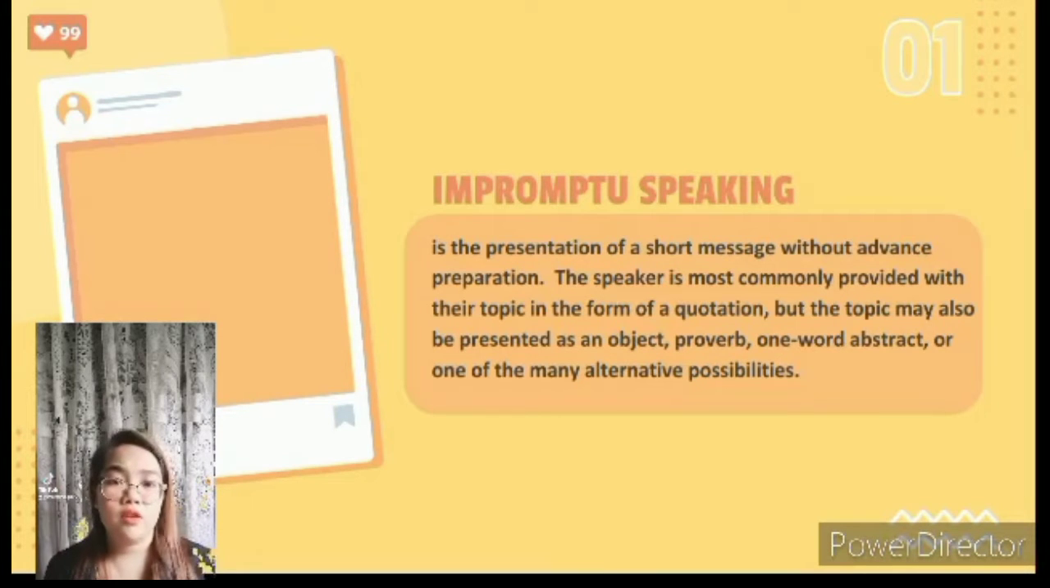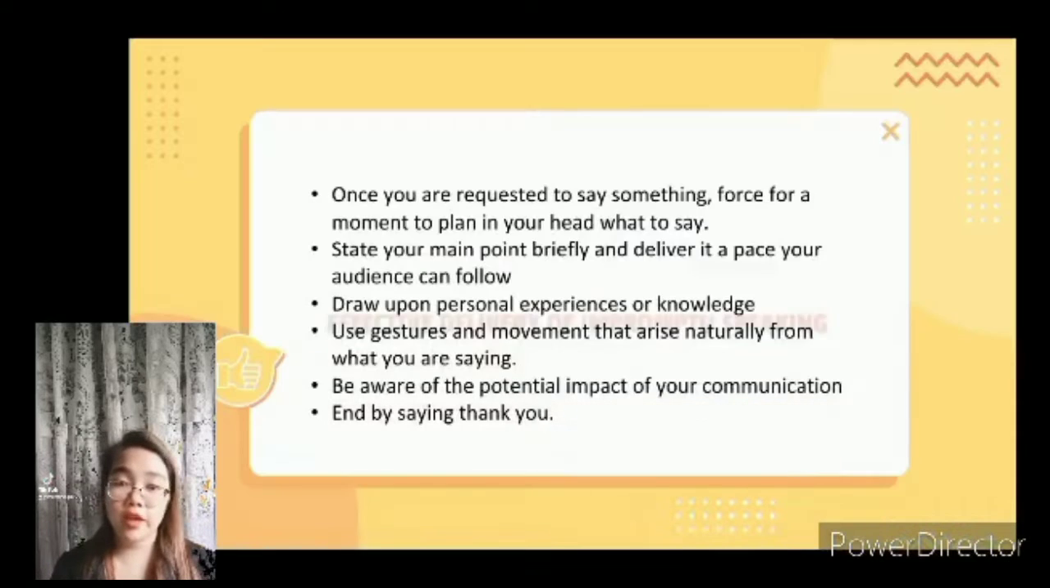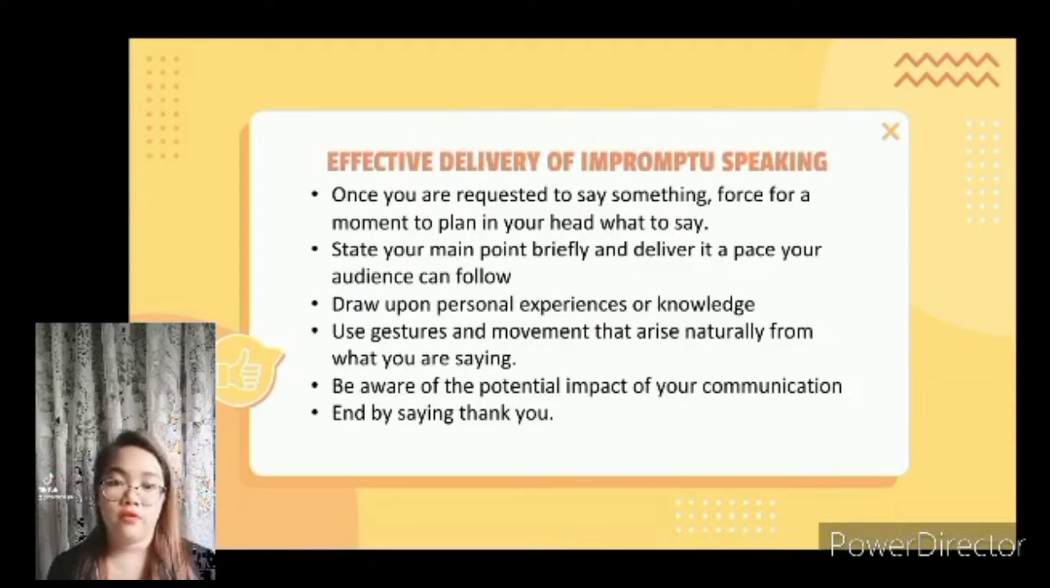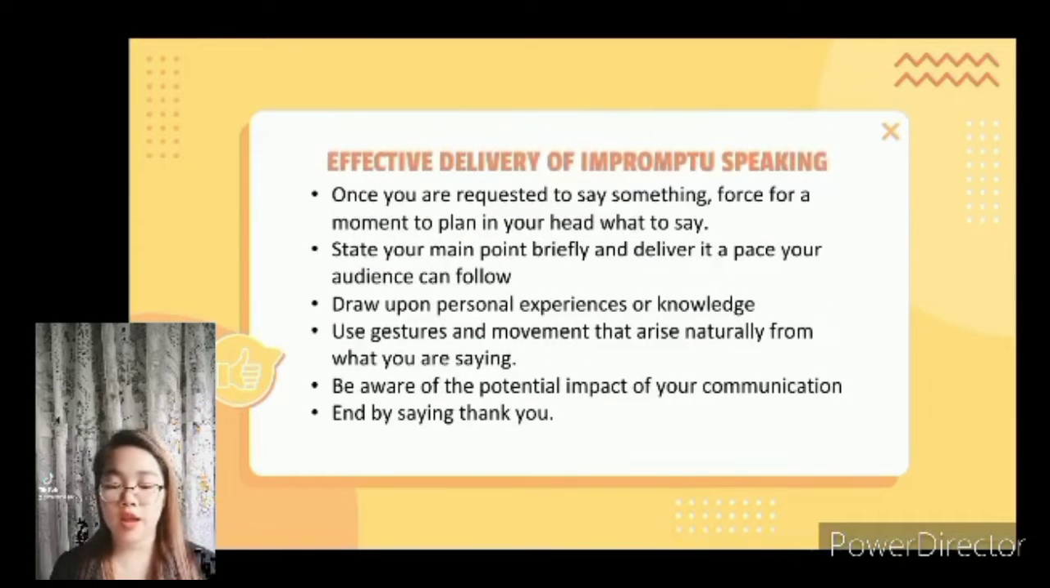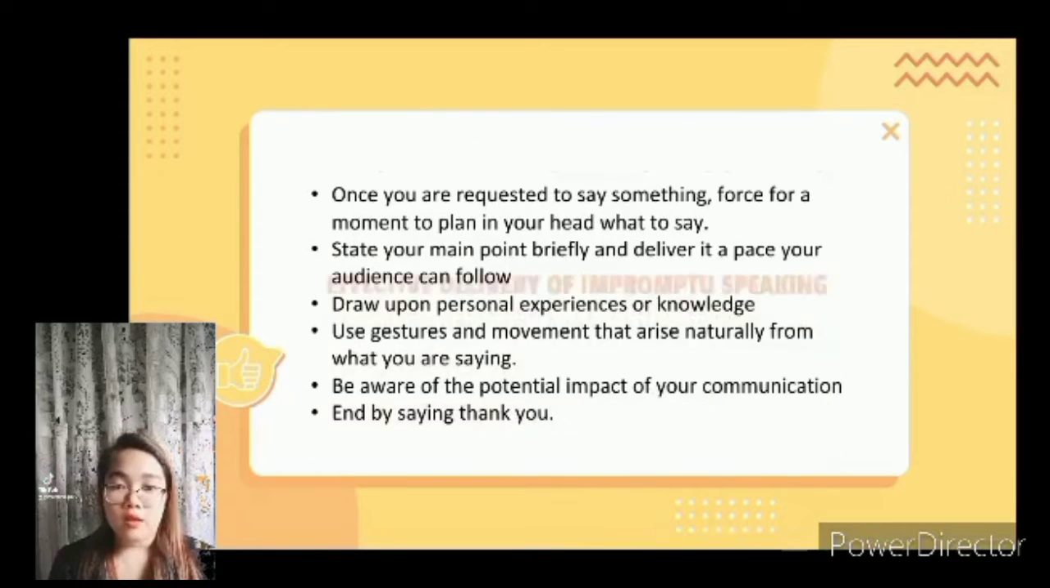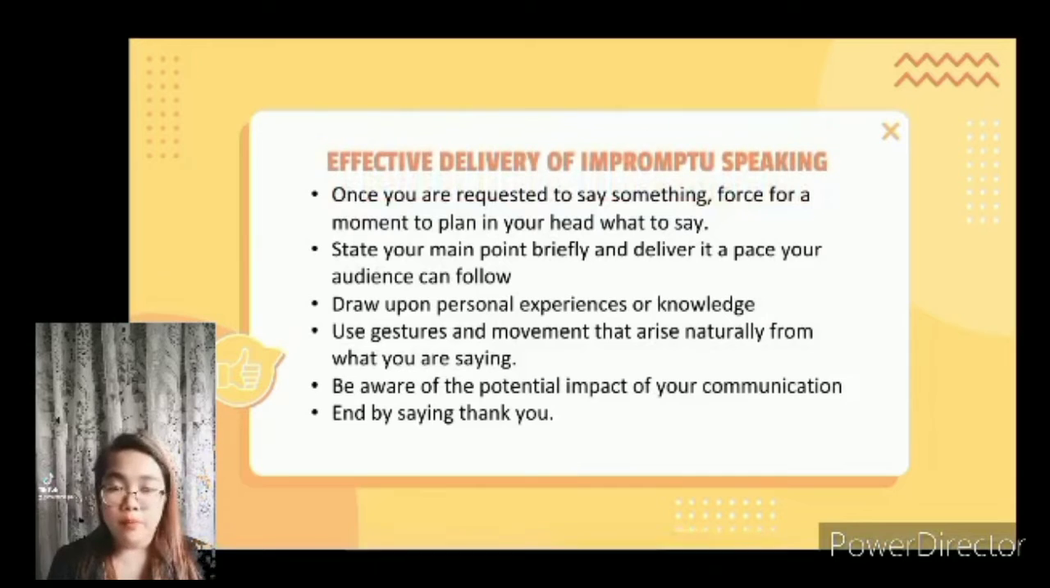So how can we deliver our impromptu speech effectively? I have here guidelines about the effective delivery of impromptu speaking. First, once you are requested to say something, pause for a moment to plan in your head what to say. Do not respond immediately. Give yourself a moment to think, internalize, and plan what you are going to say.